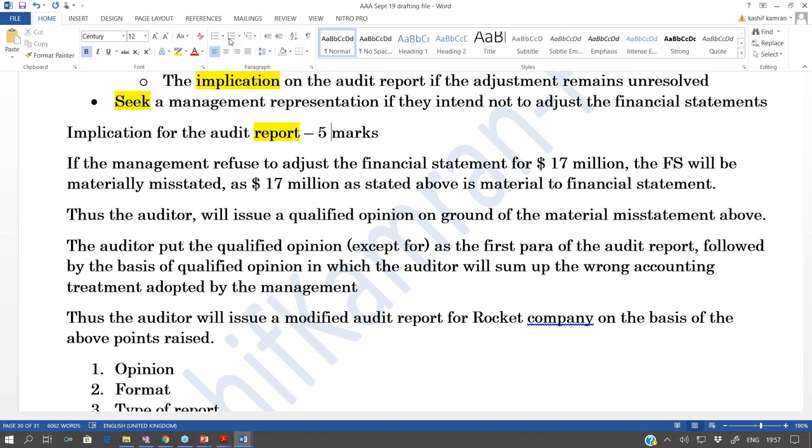Not every time the examiner says impact on the report 5 marks. At times the examiner says 2, at times the examiner says 3. Will you see the number of marks you have for implication to decide how much to write?